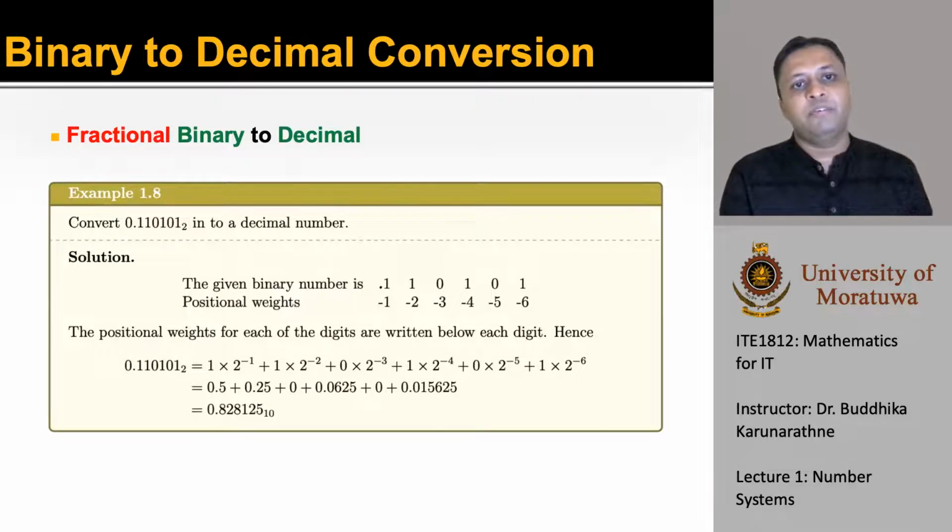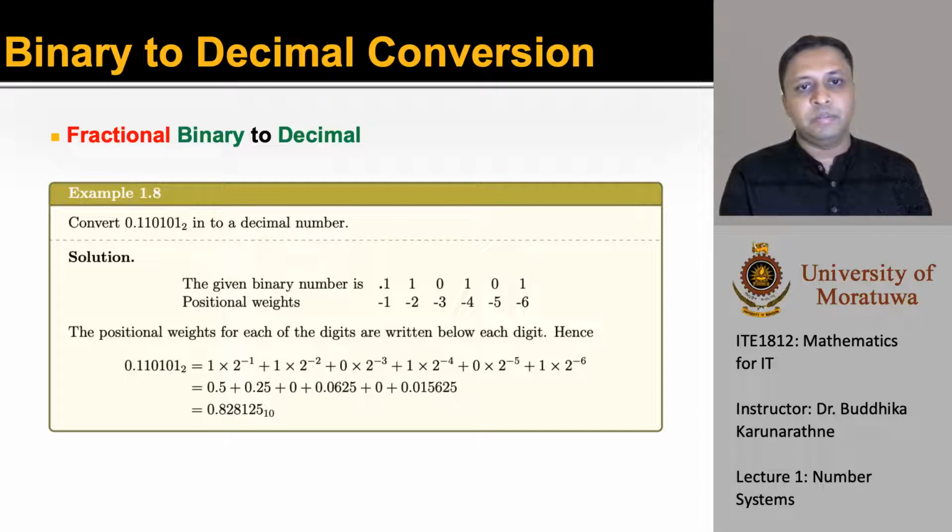And what happens when you have a fractional binary? So let's look at that as well. So for example, convert 0.110101 to a decimal number. So you adopt a similar procedure.